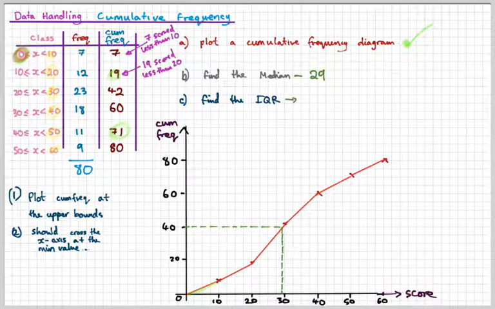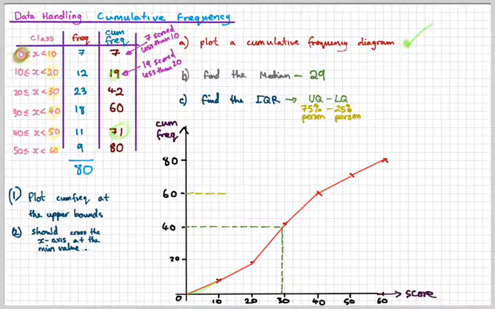Next, find the interquartile range. So the interquartile range, okay, is the upper quartile, take away the lower quartile. The upper quartile is what the 75th person scored, and the lower quartile is what the 25th person scored. Okay? So, in this example, the 75th person is 3/4 of 80, so that's the 60th person. So you go along and you go down, so that 60th person had a score of 40.